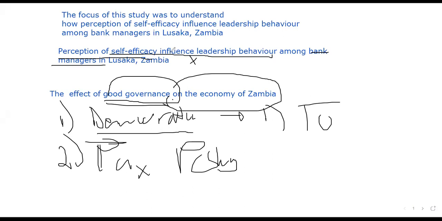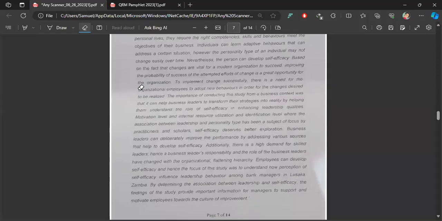Okay, so self-efficacy, influence, leadership, behavior, anything associated with that, if you just put it as your specific objective, you get a mark. All right, anything unassociated with that, you do not get a mark. All right, so let's look at this again and see what we're looking for: self-efficacy and leadership.